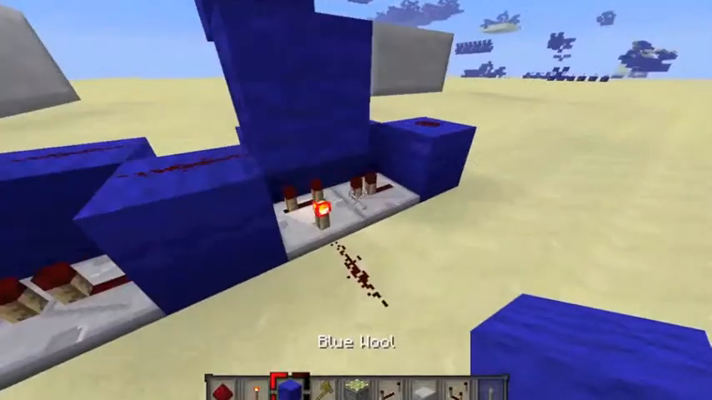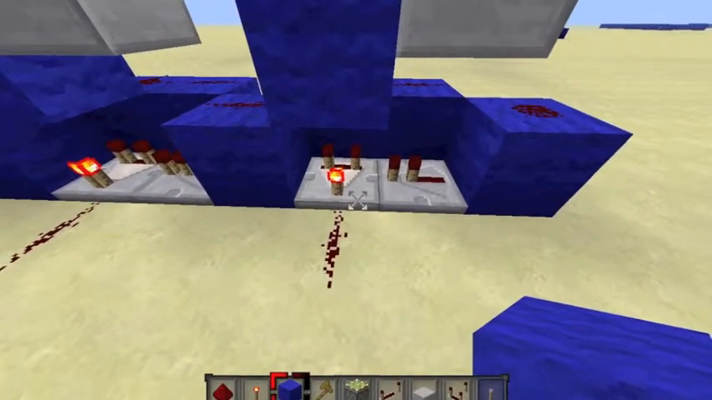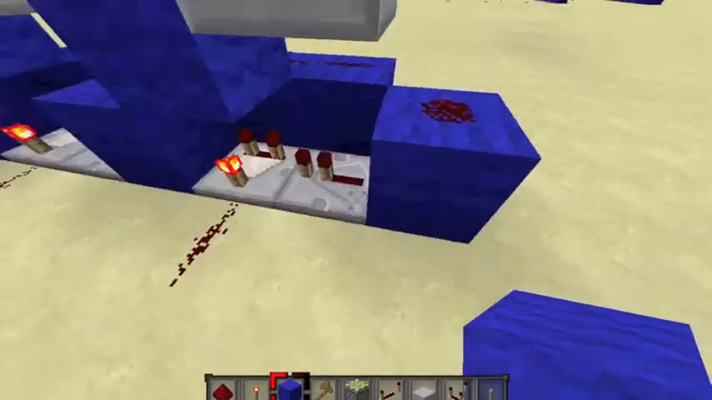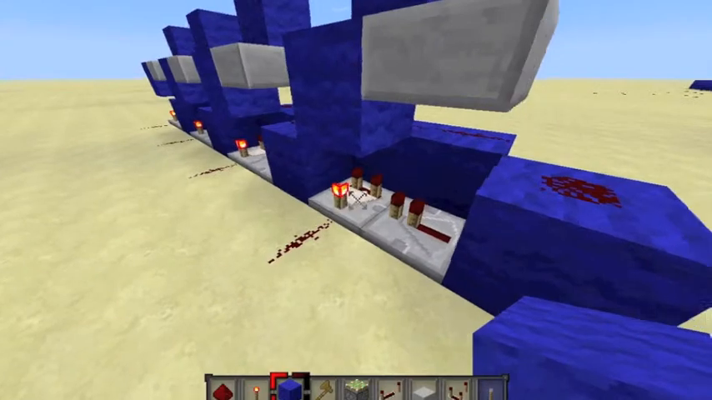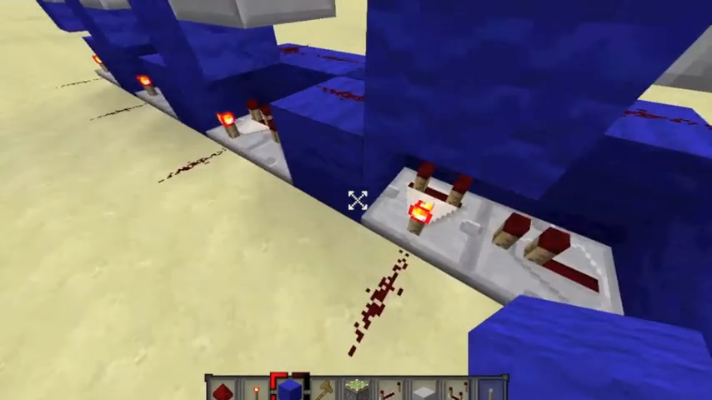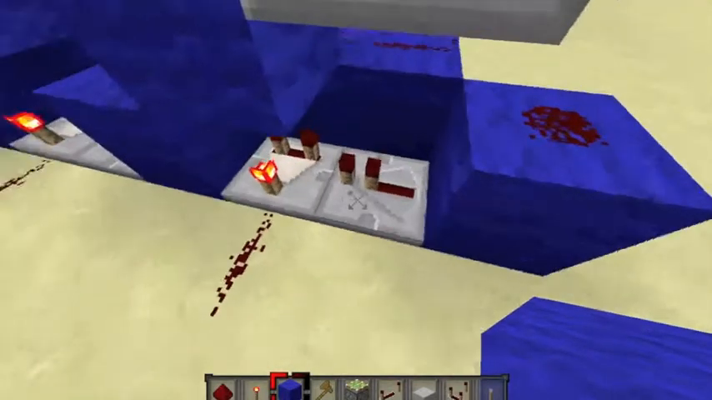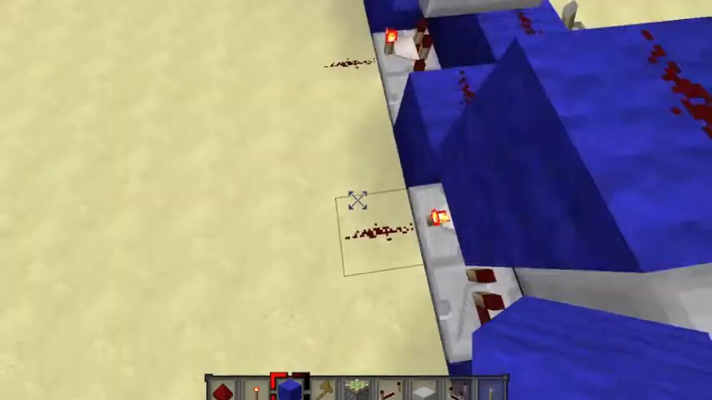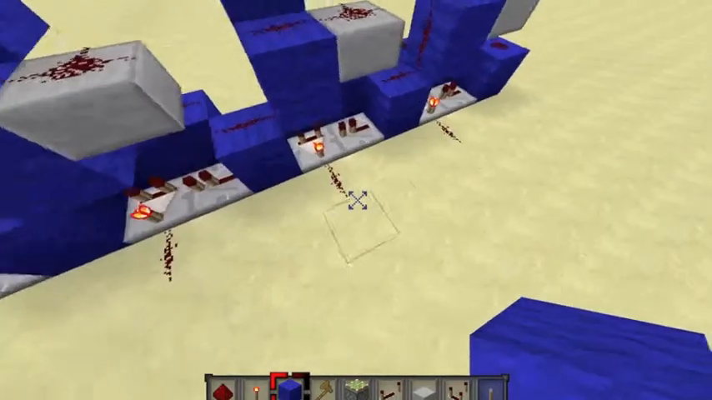Make sure that you have actually set your comparators to subtract, because if you haven't, then even though it's a full signal strength here, it's actually not going to do anything. If you set it on subtract mode, though, it will guaranteed go all the way down. So that's basically all there really is to this circuit.